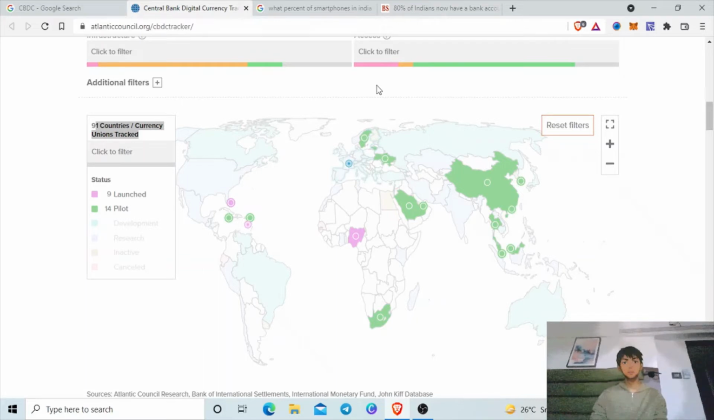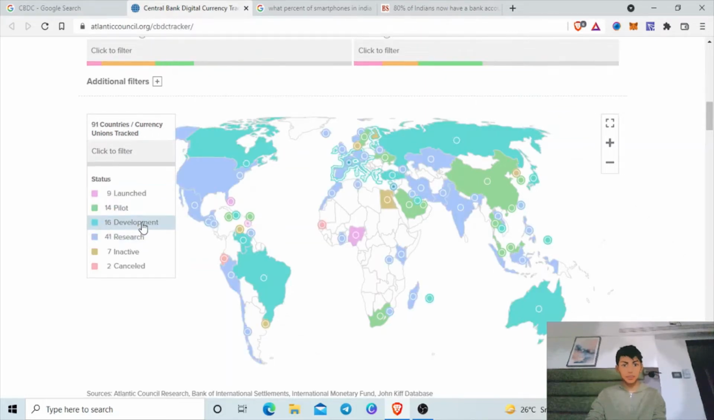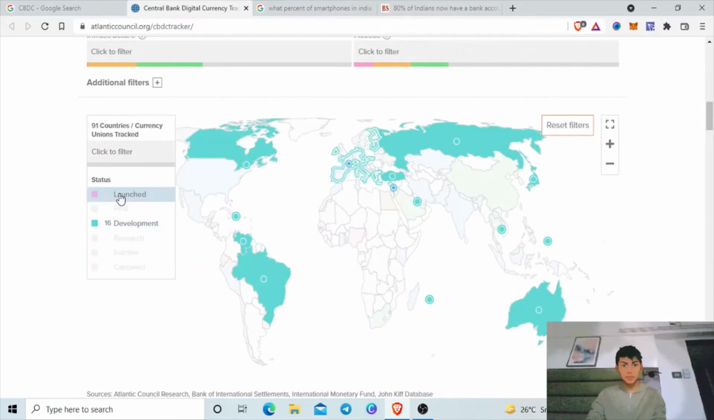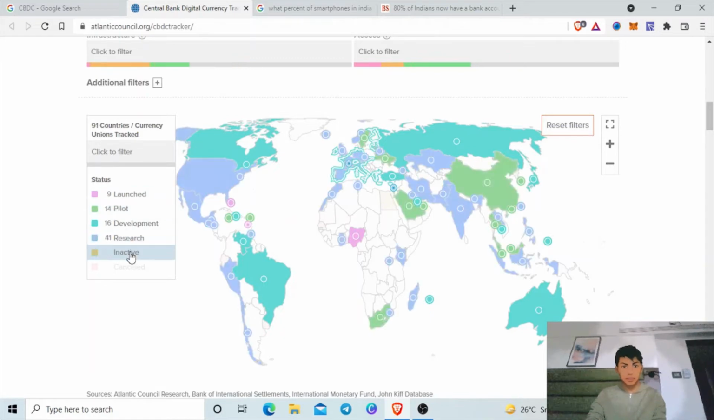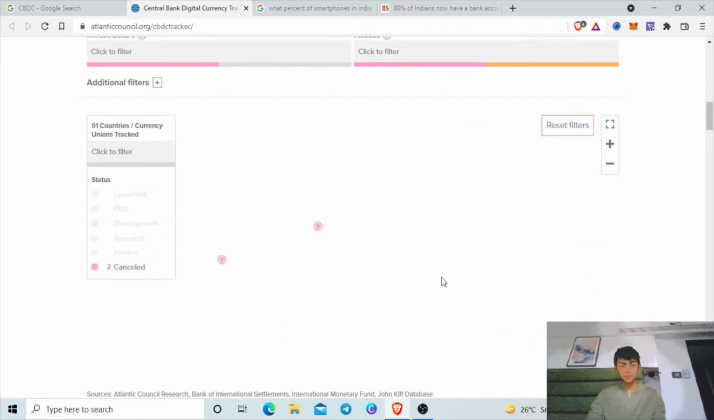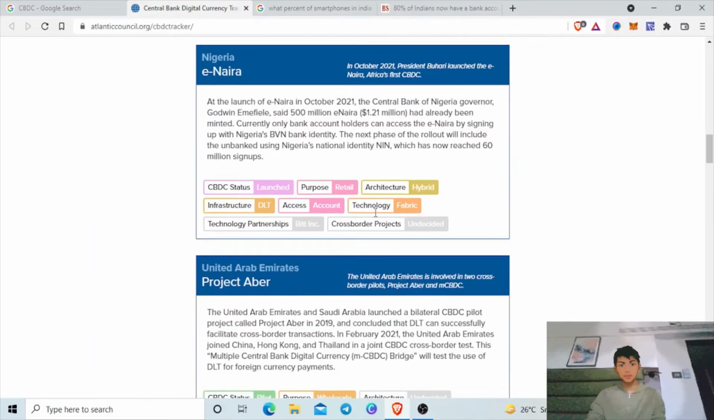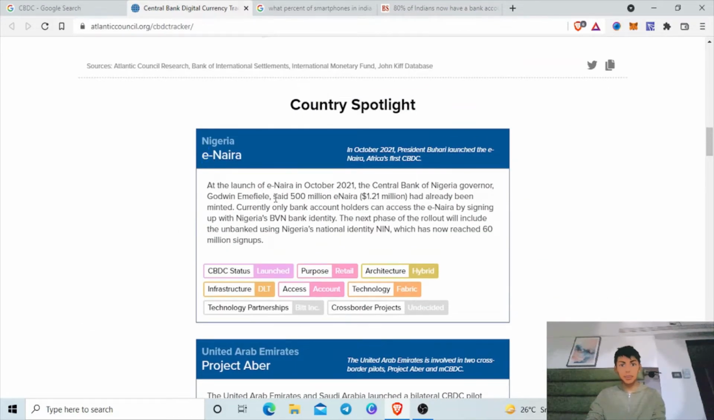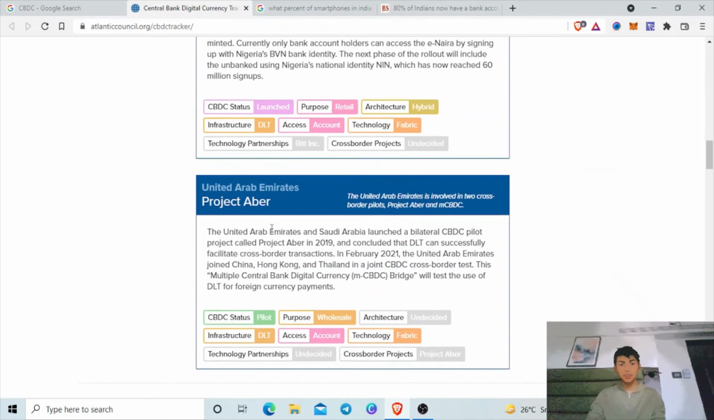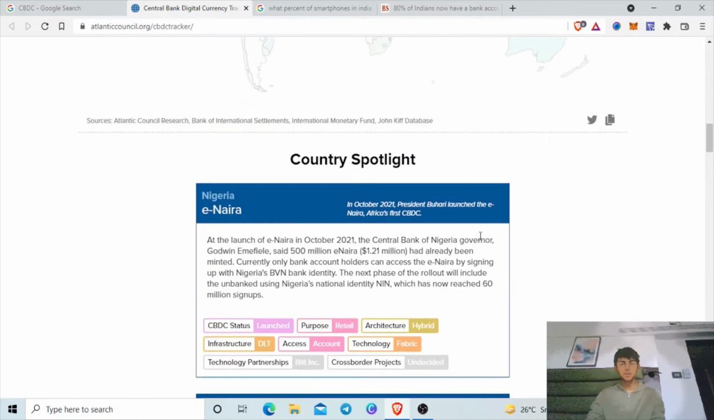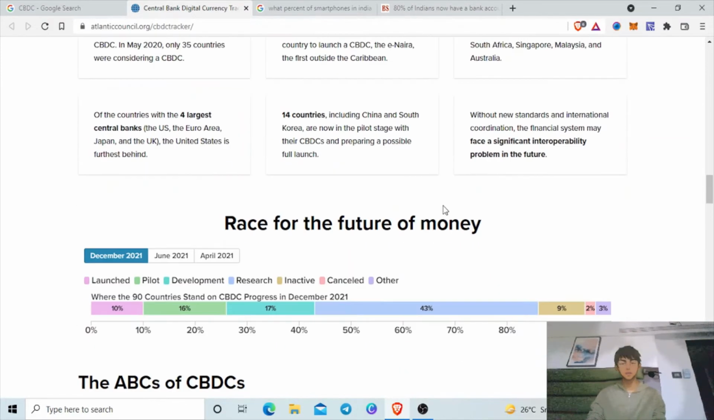So, governments and central banks of the countries are willing to move to this next model of cashless transactions in the form of CBDC. So here you see 14 pilot, 16 development. All these countries in some way or another are planning to adopt CBDCs within their ecosystem. So here you see eNaira launched in October 2021. United Arab Emirates and Saudi Arabia launched a bilateral CBDC pilot. So there are plenty of examples for this.